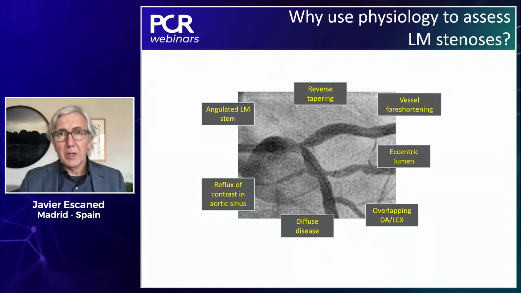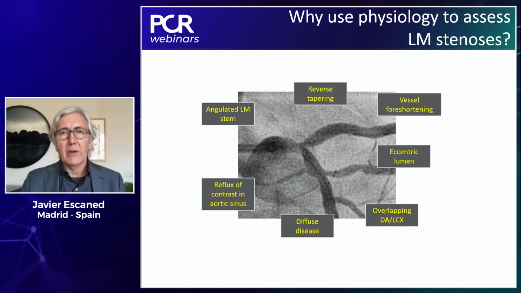The topic that we are going to discuss is the use of physiology in left main stenosis, and the most obvious question is, why do we have to use physiology in this particular subset? Well, you certainly have a lot of challenges in assessing the functional relevance of any stenosis in the coronary tree, but when it happens in the left main location, you have added problems.